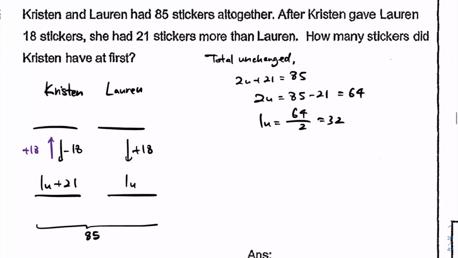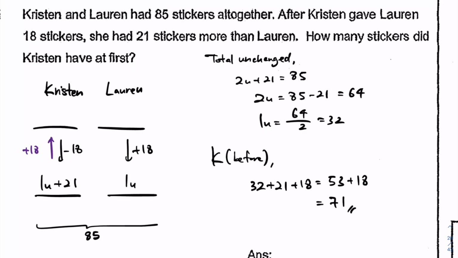Okay, next up. How many stickers did Kristen have at first? Since we know 1U is 32, Kristen at first would be 1U plus 21 plus 18. So let's do just that. So 32 plus 21 plus 18 gives us 71.